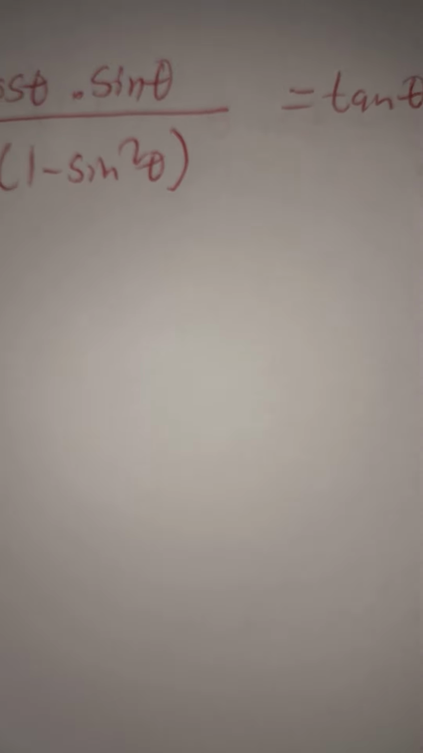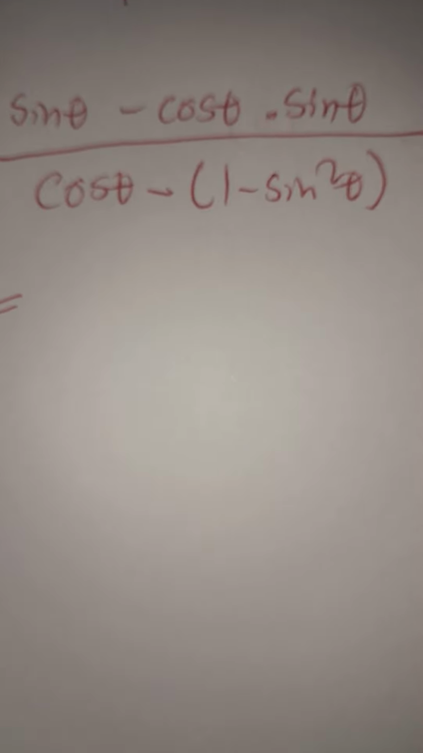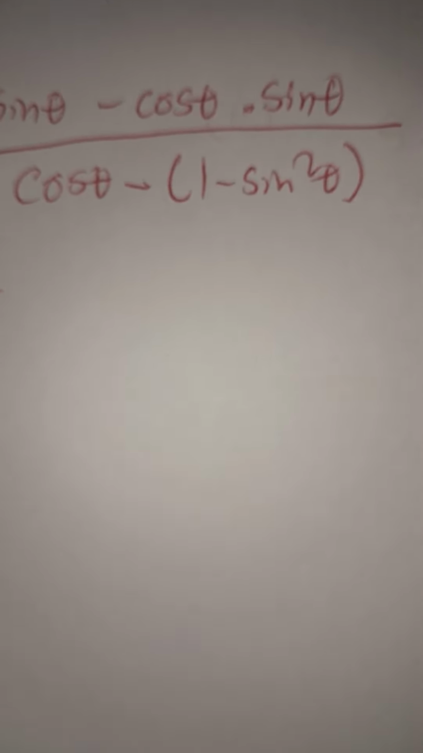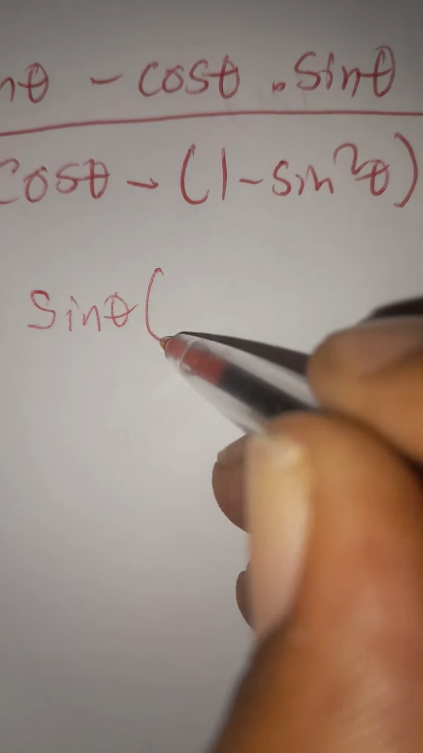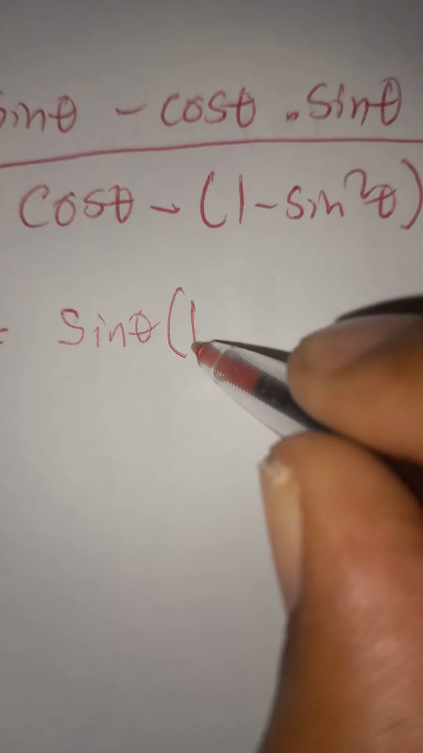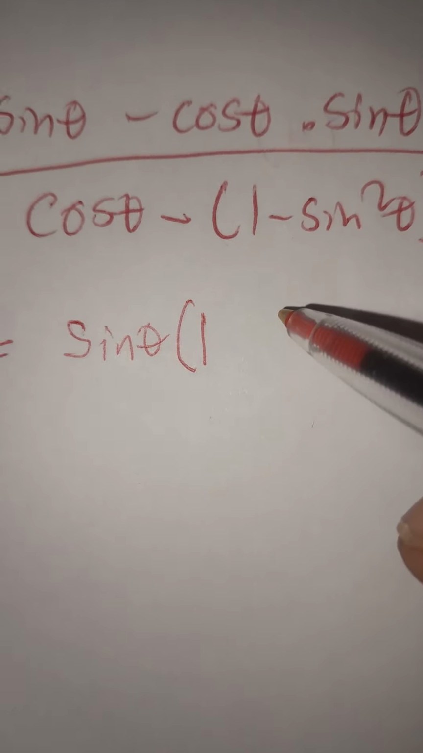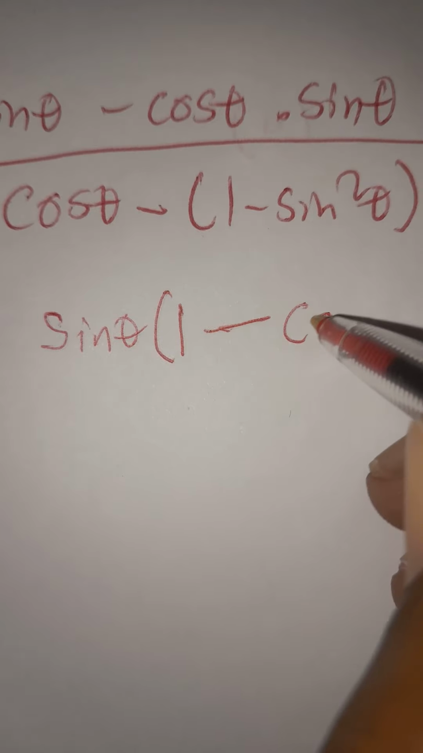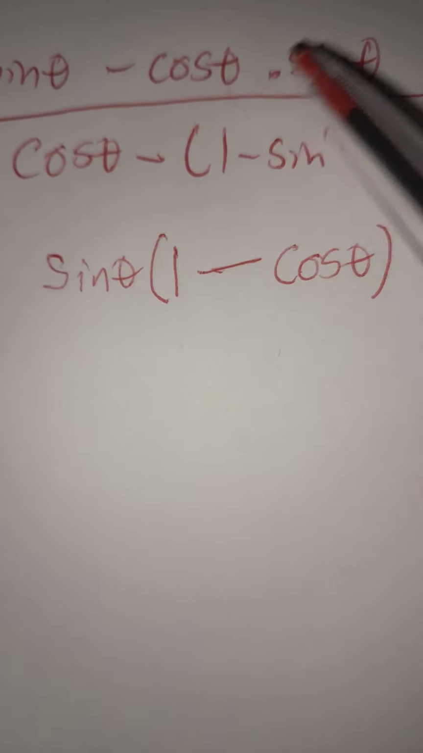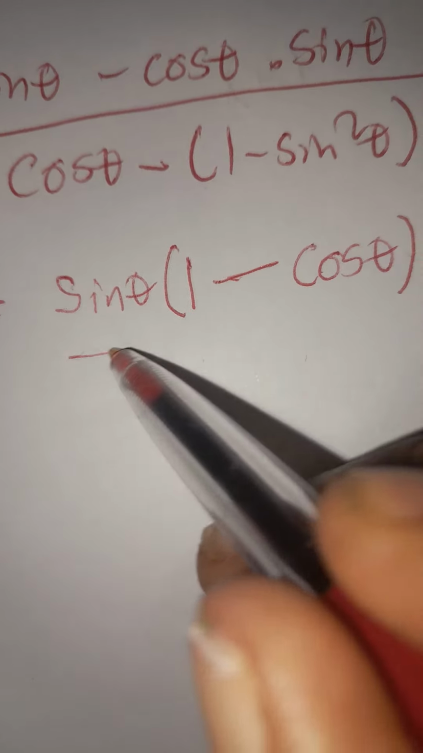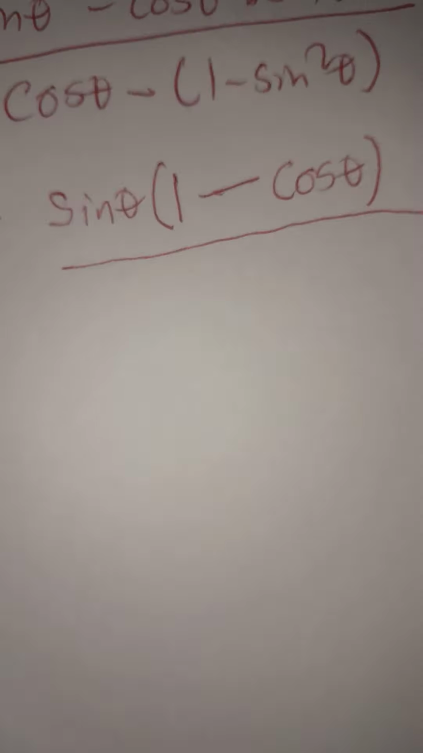A similar approach works here. So let's check first. What do we have at the numerator? We have one type of factorization which is called factorizing by a highest common factor. So we are going to factor out what is common here at the numerator. It's sine theta. So we are going to say sine theta times (1 minus cos theta). We'll be left with that because sine times 1 is sine theta and sine times negative cos theta is negative sine cos theta. Yes, we are doing it correctly.